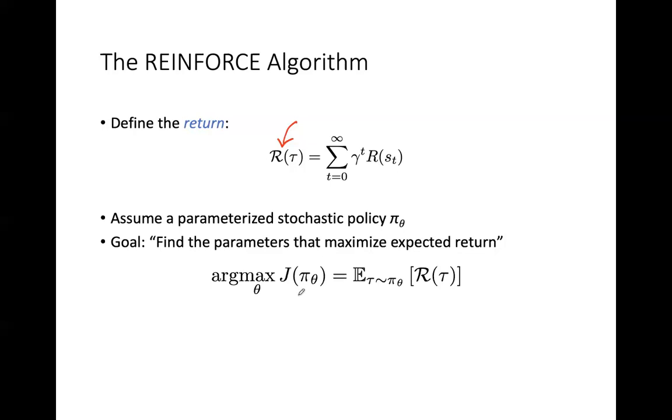So what is tau? I'm using tau to represent my trajectory, right? So tau is simply a sequence of states. S0, S1, S2, and so on. So this is simply the states I encountered during an episode. So it's one trajectory.